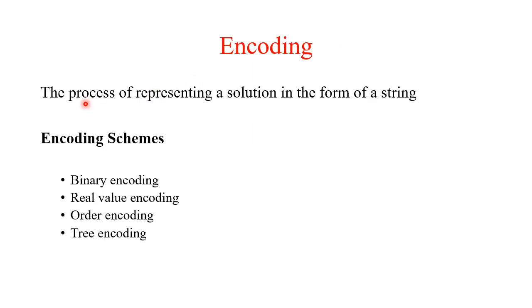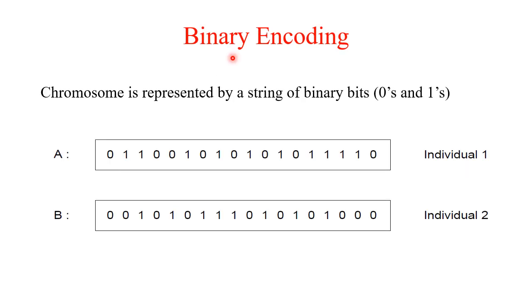Encoding is the process of representing a solution in the form of a string. Solution means the individuals in the population. Various encoding schemes are binary encoding, real valued encoding, order encoding, and tree encoding. As the name indicates, in binary encoding, individuals in the population are represented as binary strings. A chromosome is represented by a string of binary bits.